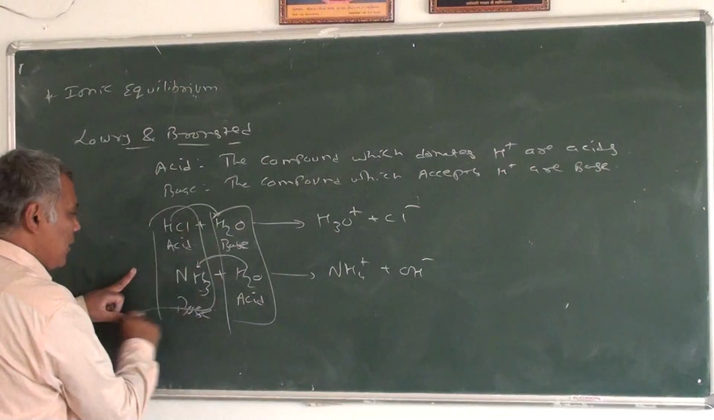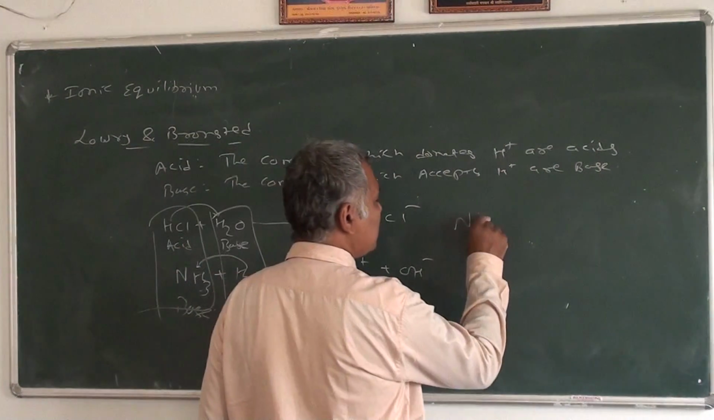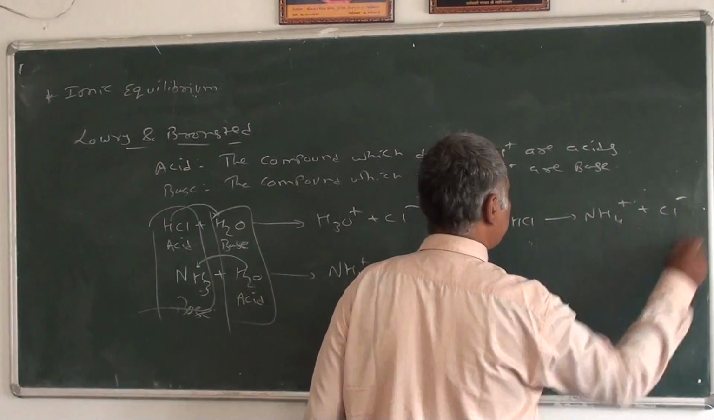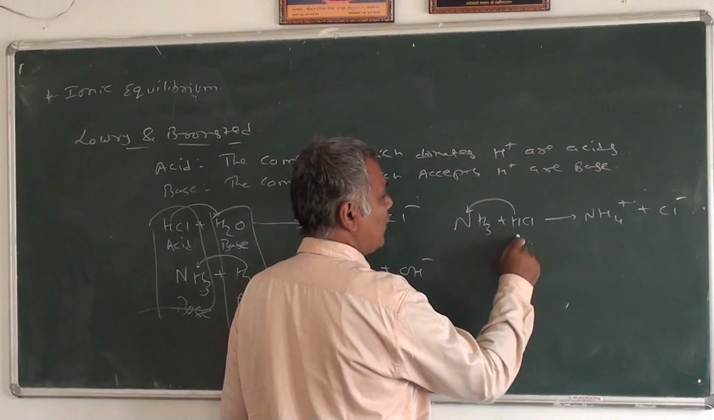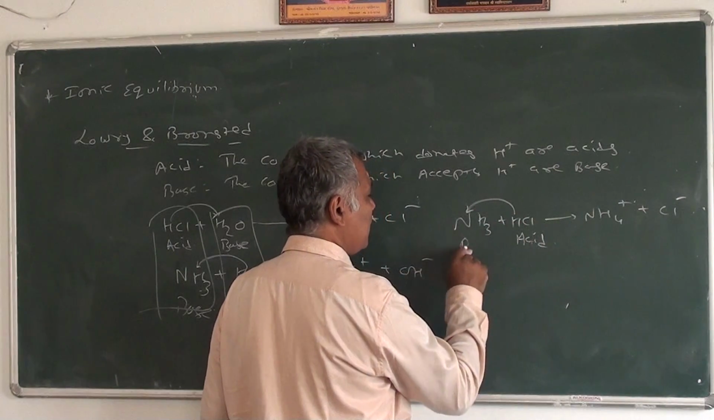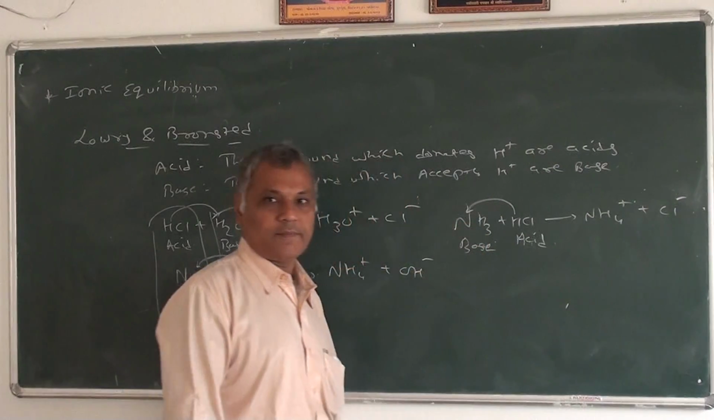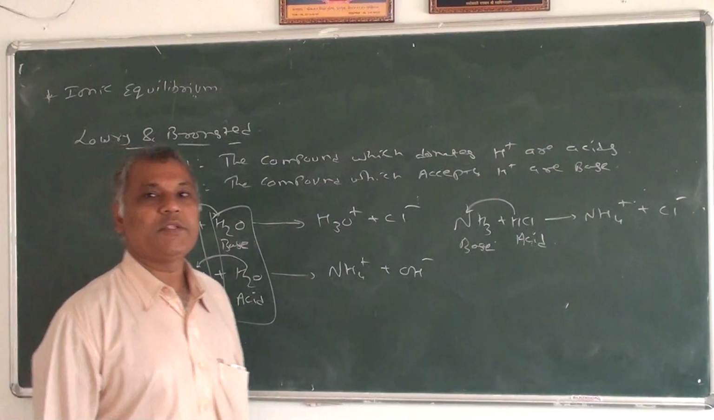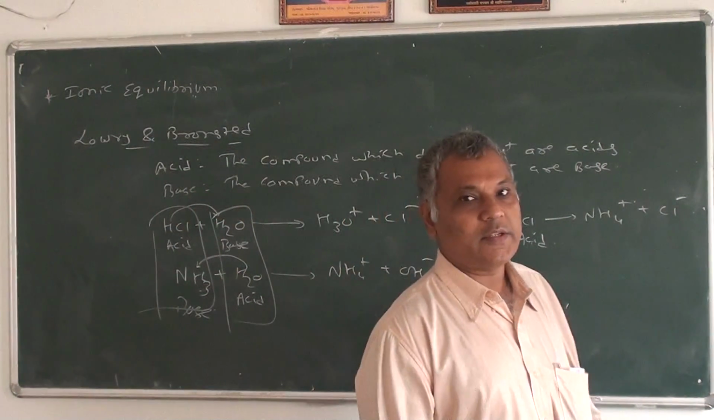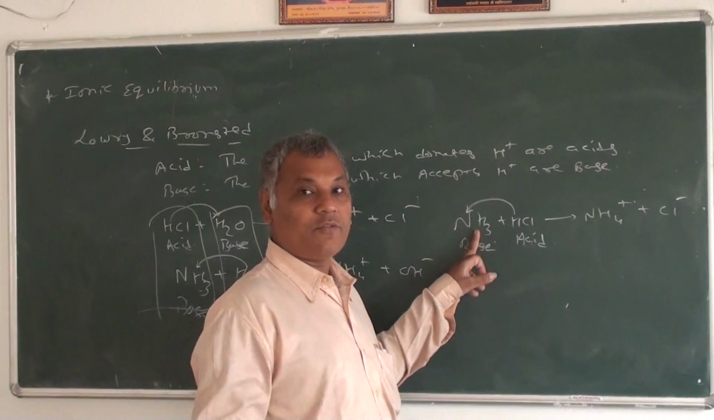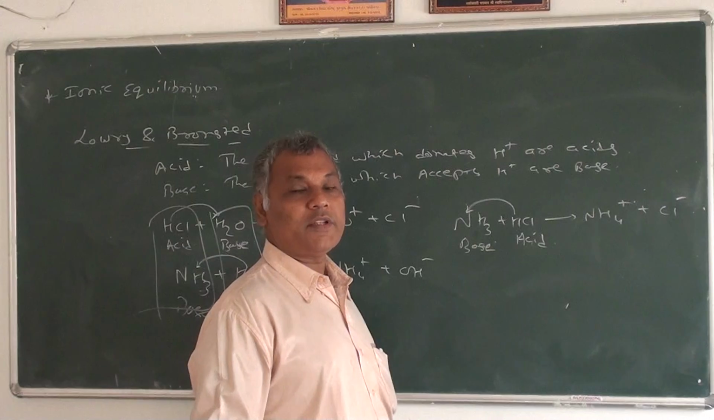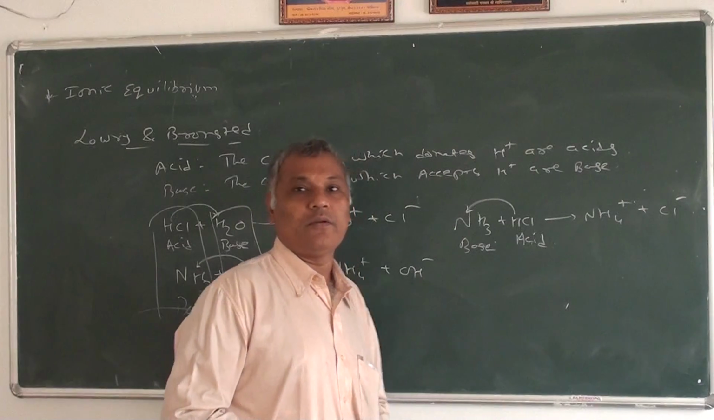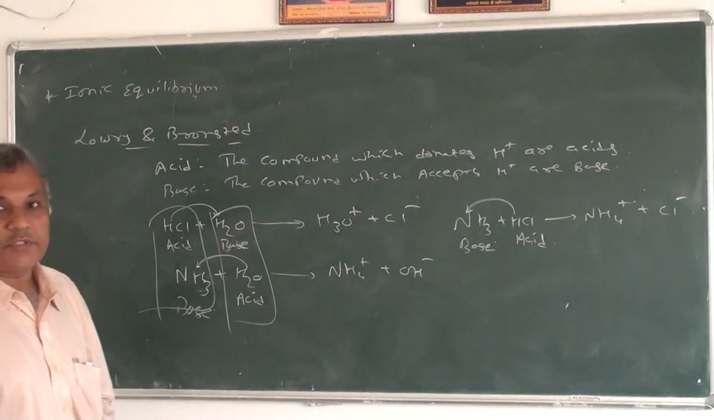The same way, we can say NH3 plus HCl produces NH4 plus and Cl minus. HCl donated, so this is the acid. NH3 gained, so this is the base. So according to their definition, one which donates H plus is an acid, and one which gains H plus is a base. So the limitation of Arrhenius was overcome: this compound does not have OH, still it's a base, because it gained H plus. So we get the Lowry-Bronsted reactions.